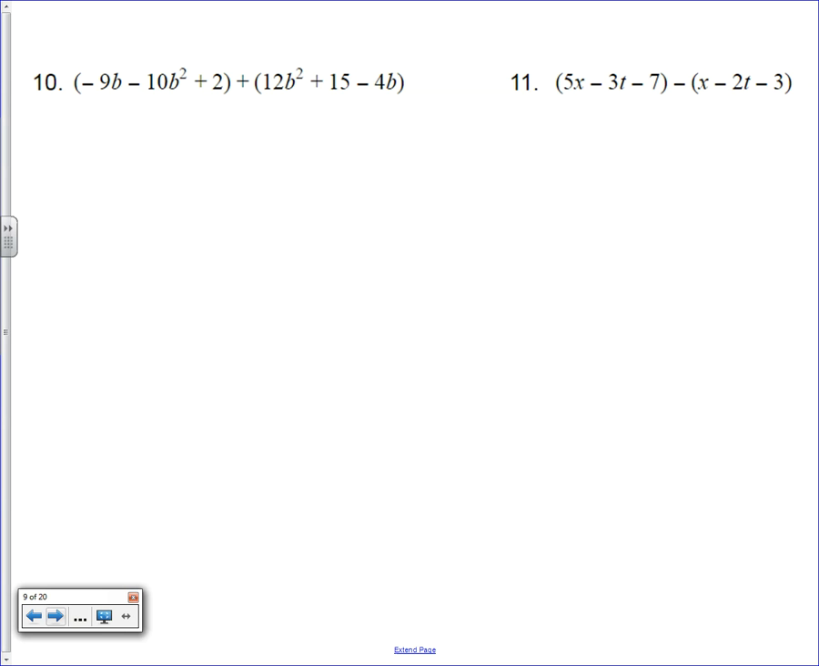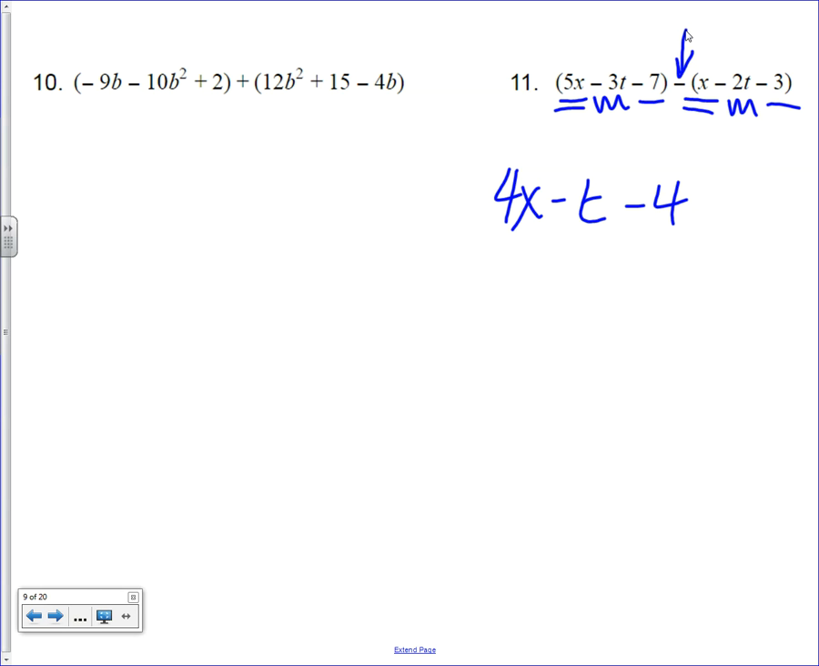What am I doing with these things? Subtracting them. 5x minus x is 4x. -3t minus a -2t is -t. And then I have -7 minus a -3. Perfect. Look at you subtracting that. Minus a minus. That's great.